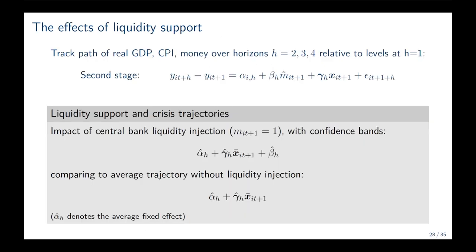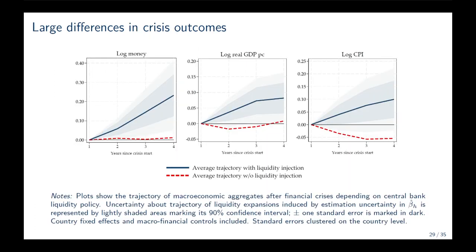And then in the second stage, we're going to track the path of real GDP, of CPI, and of money over horizons going forward. And we're going to estimate the impact of central bank liquidity injection with confidence bands, comparing the path with intervention to what we think is a plausible counterfactual without liquidity injection.